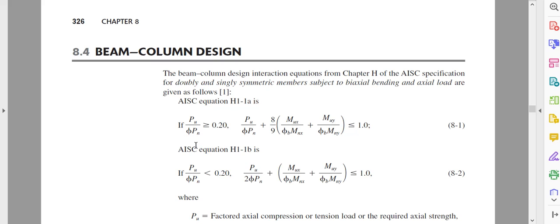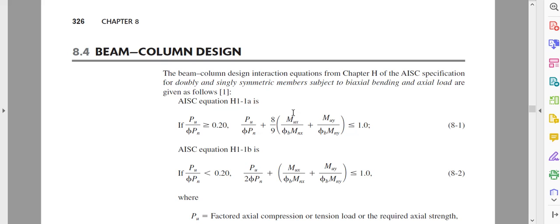How to find it? Very easy. Just find the KL or KL by r. Go to the table, AISC table, chapter 4 somewhere. Find the section, find the capacity. So this is that. Very simple, this one. It is the load capacity using only axial load, no moment. So Pu and Pn, now it is known.